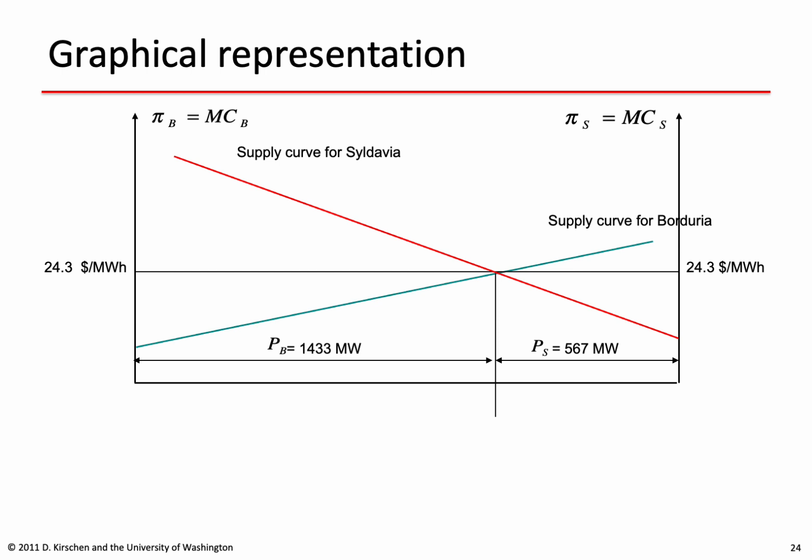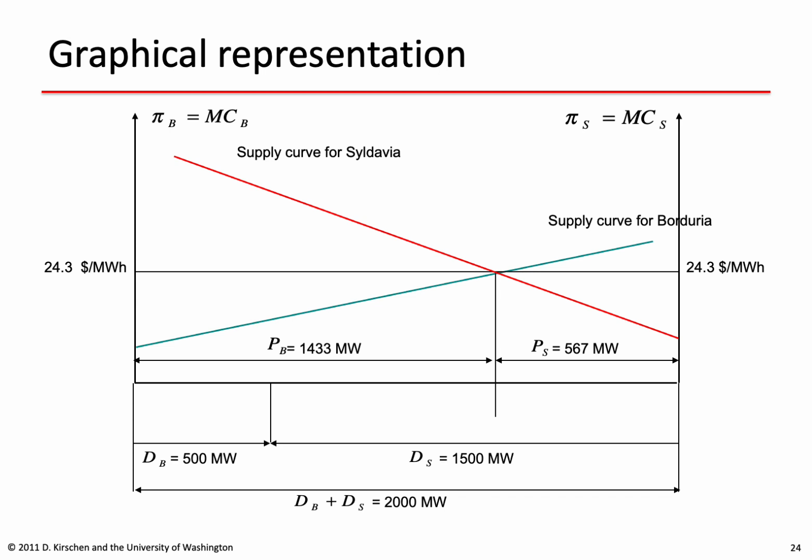Now, 1433 plus 567 is equal to the total demand in Borduria and Syldavia, which is 2000 megawatts. But we can also divide this in 500 megawatts of demand in Borduria and 1500 megawatts of demand in Syldavia. And in between, we have the flow between Borduria and Syldavia, which is 933 megawatts.